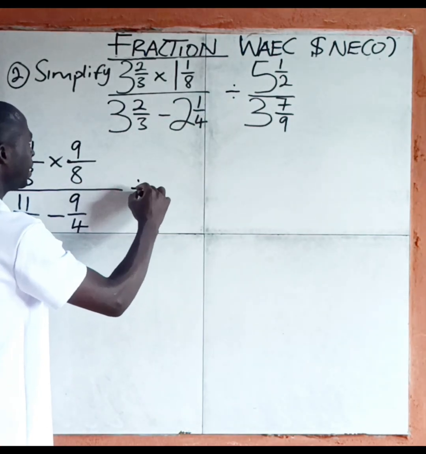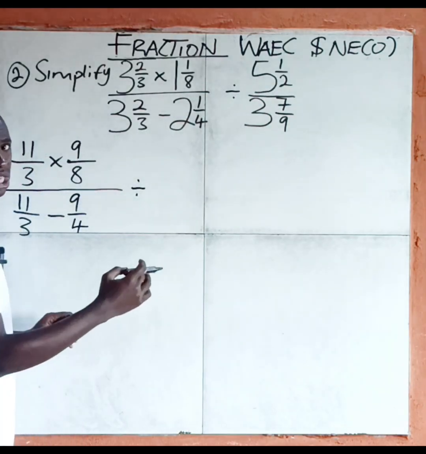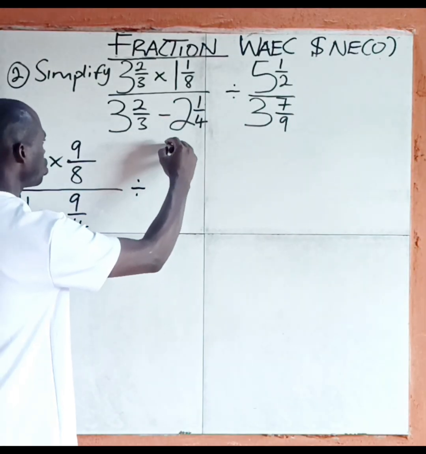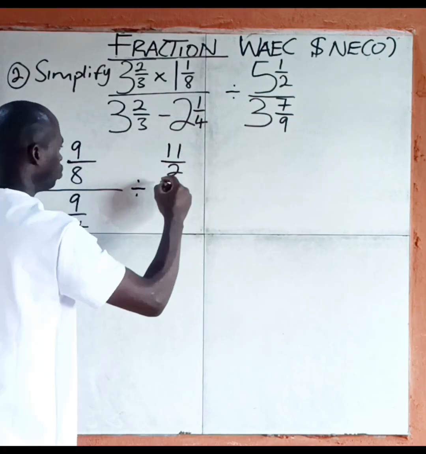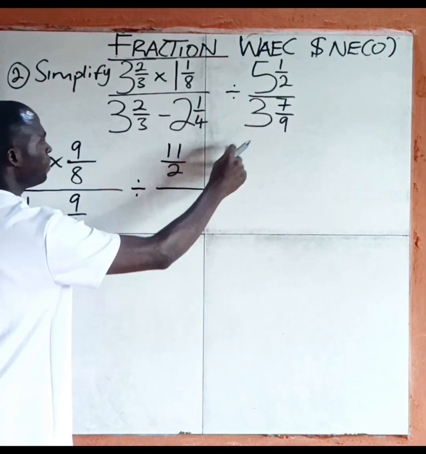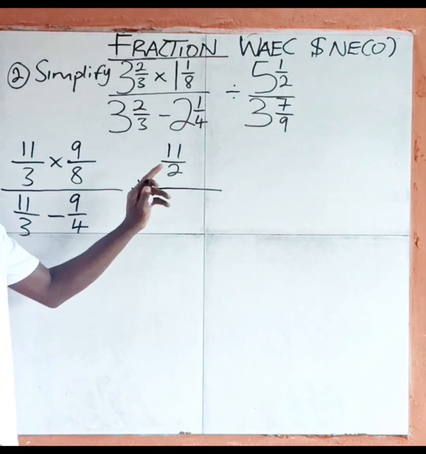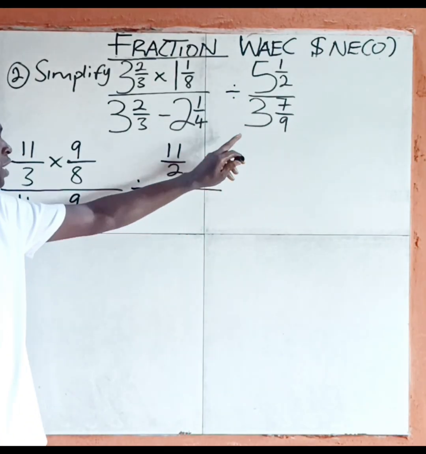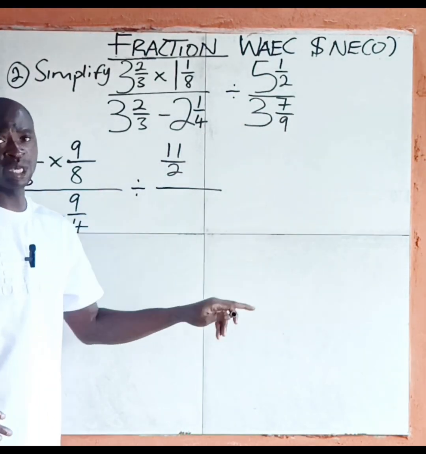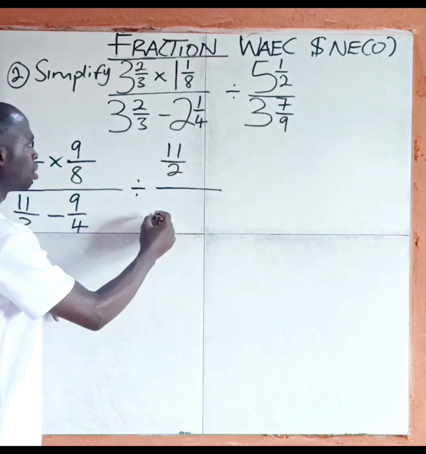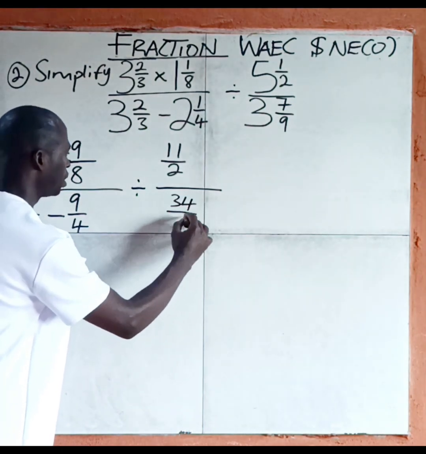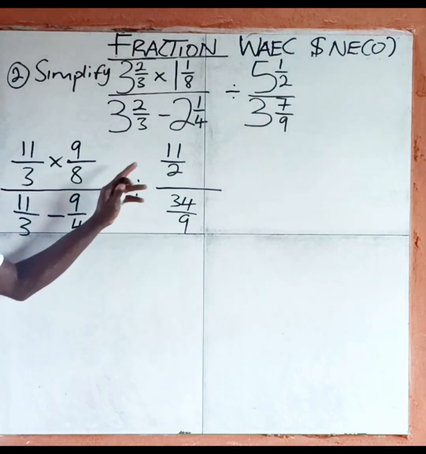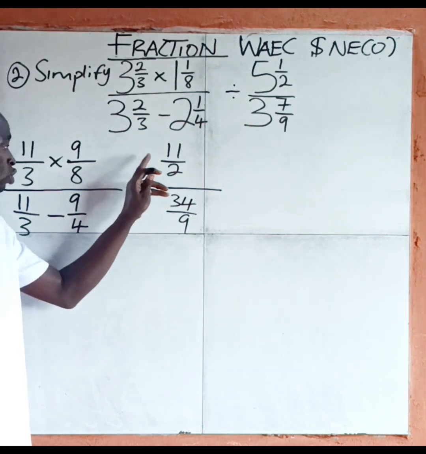Now the next step, we are coming here. This becomes divide by 5 times 2 will give us 10, and 10 plus 1 will give us 11. So automatically here becomes 11 over 2. Then you see this division sign. We're going to rewrite it again. Divide by 9 times 3 will give me 27. And if I should do 27 plus 7, I'm simply going to have 34. So here becomes 34 over 9. So we have successfully converted here again from mixed fraction to improper.